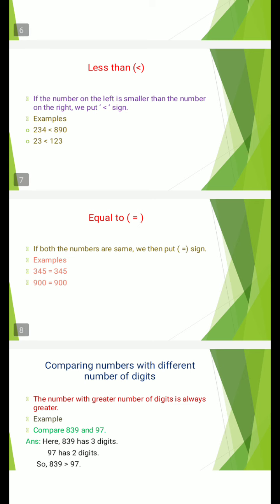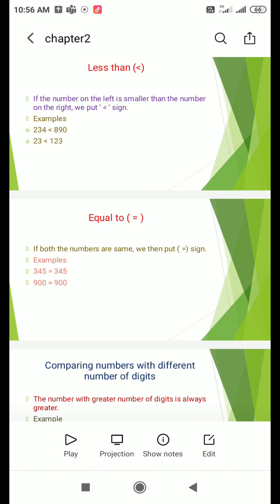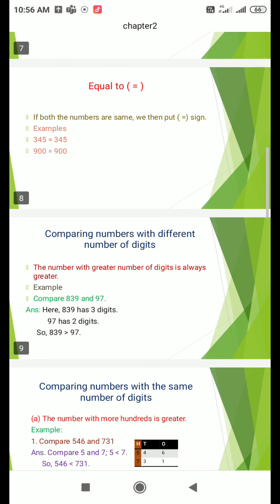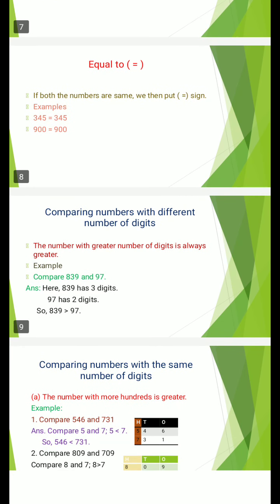If both the numbers are the same, we put the equal to sign. Example, 345 equal to 345, 900 equal to 900. Now we are going to discuss comparing numbers with a different number of digits.